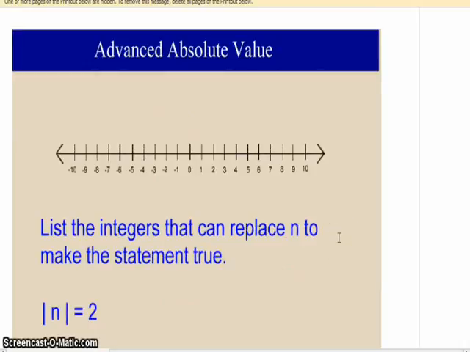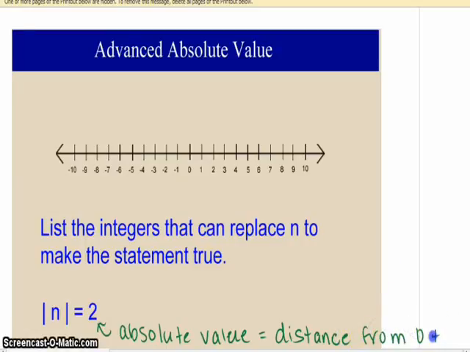Now we're going to try some advanced absolute value problems where you really have to understand absolute value in order to solve these. In our first problem, we have the absolute value of some number n is equal to 2, and we want to figure out what number or numbers could replace n. And what I want you to keep in mind here is that this number 2 is the actual absolute value. In other words, that's the distance from 0 to the number. So that's the distance from 0 to n, whatever our n will be.